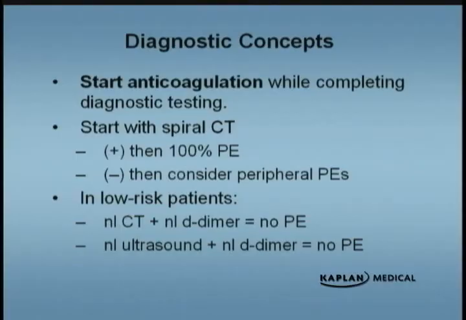I don't care. They both work equally well. Probably low molecular weight heparin is better because the risks of bleeding are less. So please start that patient on anticoagulation before you send them off to the spiral CAT scan or you send them off to the VQ scan or something like that. Start with a spiral CAT scan.